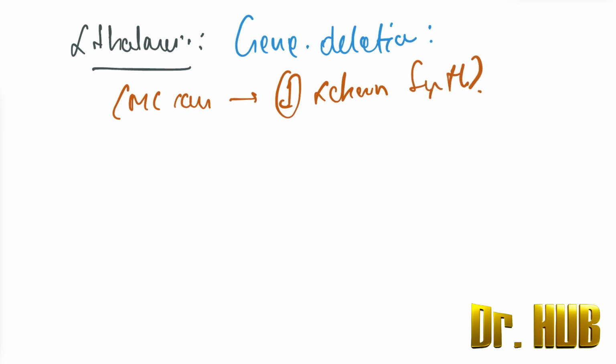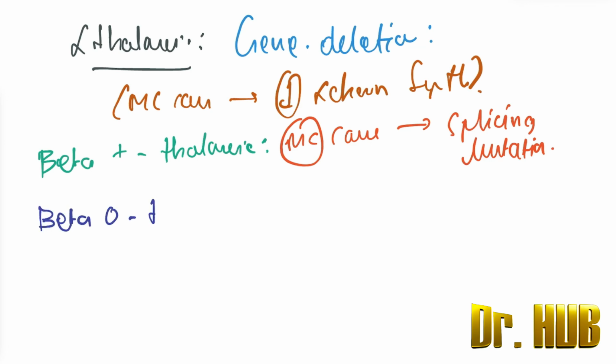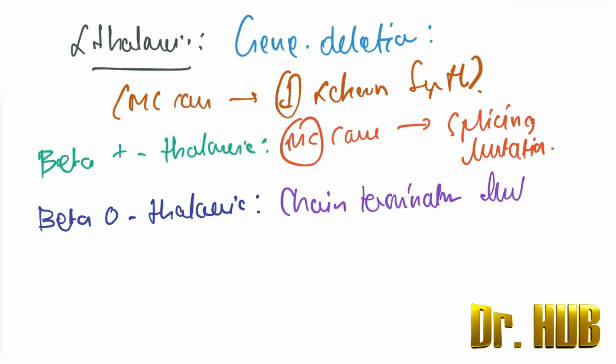Next, we move on to beta thalassemia. In beta thalassemia, the most common cause is splicing mutation. Chain terminator mutations are also a common cause.